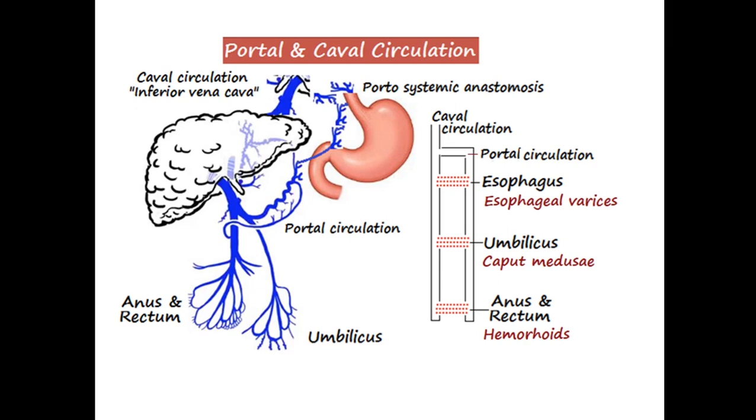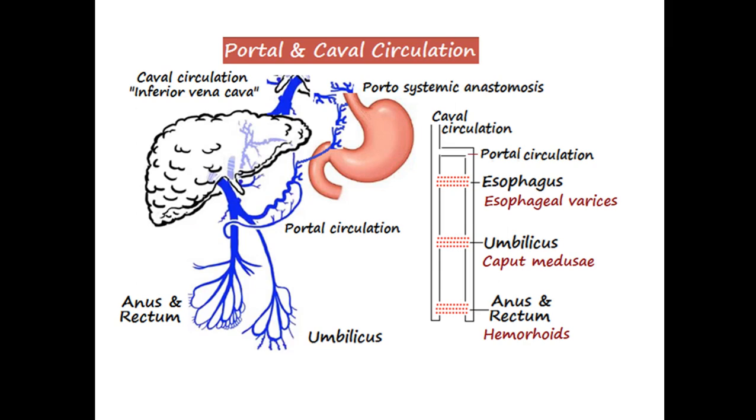Now, first of all, we discuss esophageal varices. As I said, the esophageal varices is a vascular disorder, and to understand the esophageal varices, we must first make a brief review of the portal and caval circulation. We know that the blood from the whole of our body is returned to the heart through the two major veins, the superior and inferior vena cava.